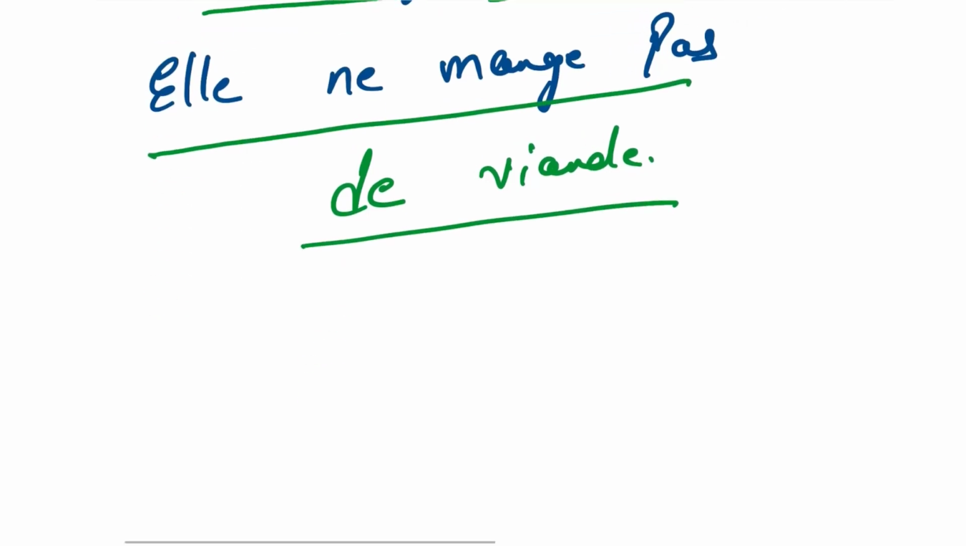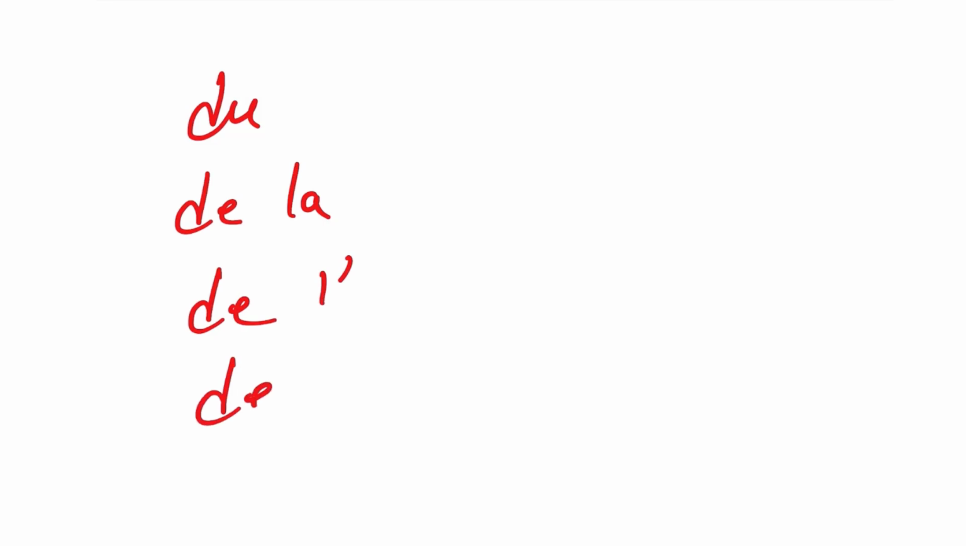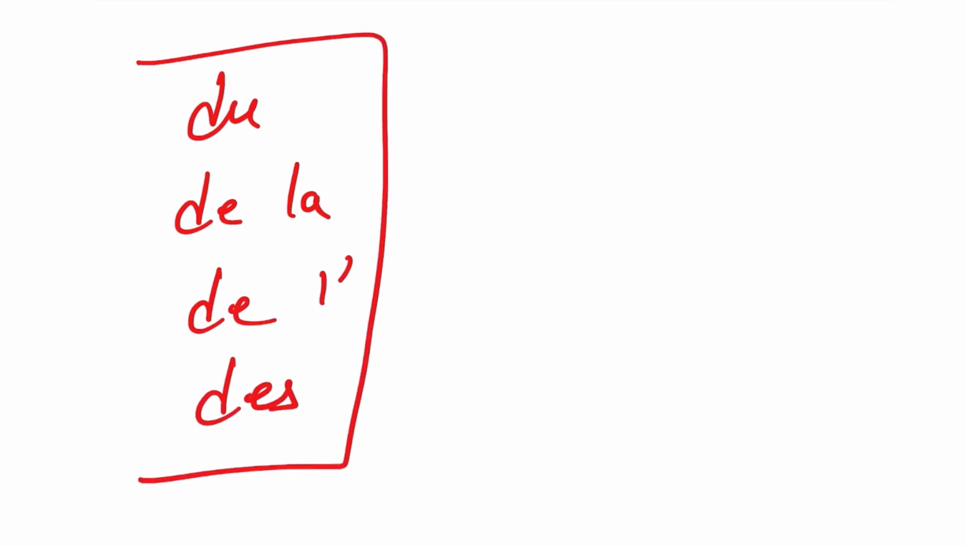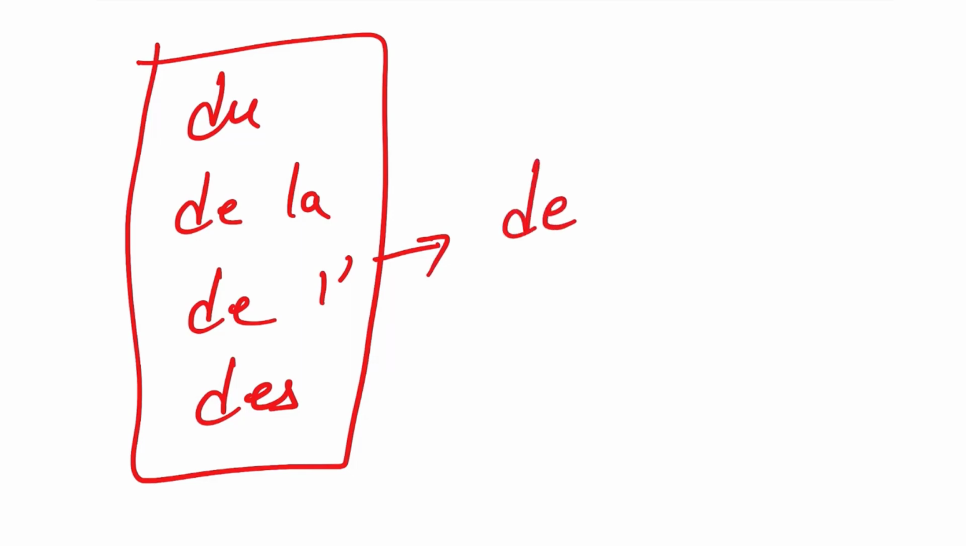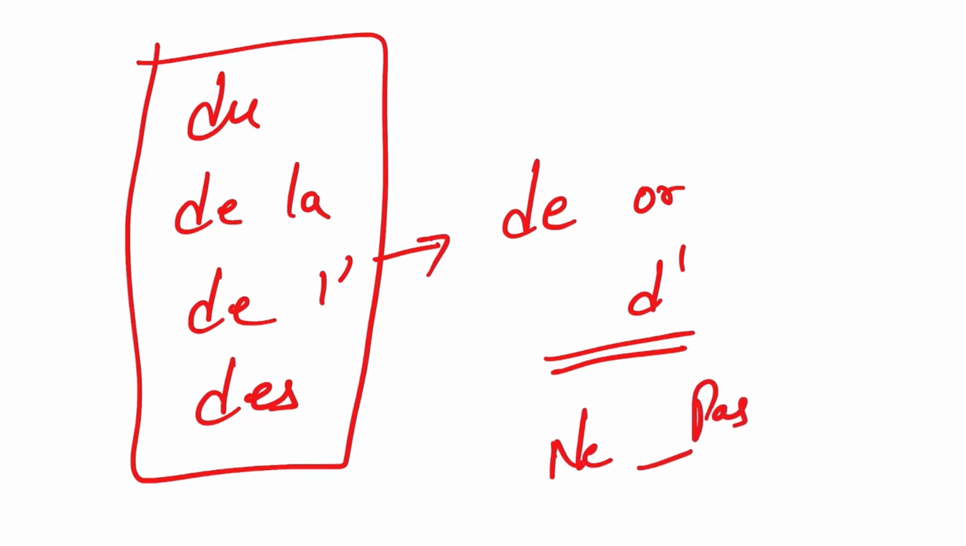So let's revise this once again. These are our partitive articles. Okay? If we change it into negative, we change all of these into de or d' when we are putting ne pas in the sentence. Okay? So with this, we have done les articles partitifs. Okay? And the meaning is some.